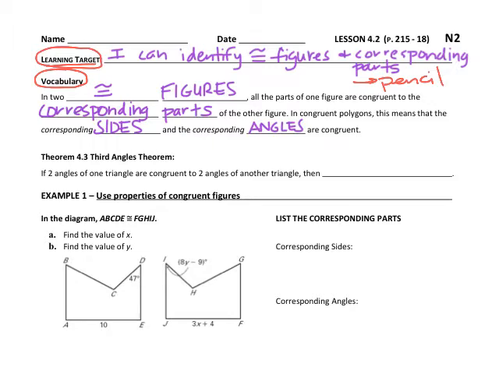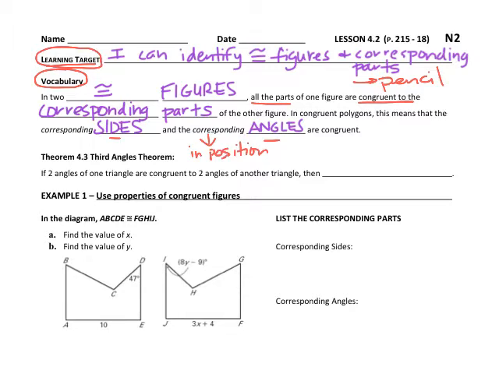In this lesson, we need to understand that in two congruent figures, all of the parts of one figure are congruent to the corresponding parts of the other figure. In congruent polygons, this means that corresponding sides and the corresponding angles are congruent. Corresponding just means that they are in the same position. So they are in the same spot or the same place in each of the polygons that are congruent.